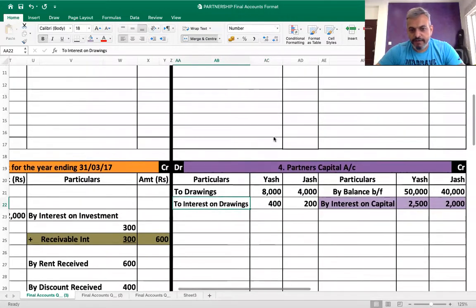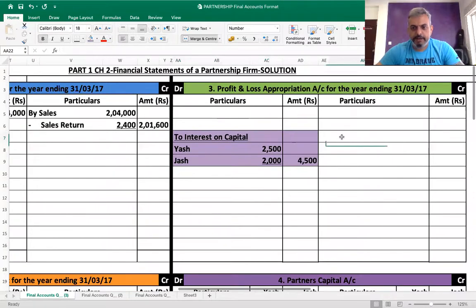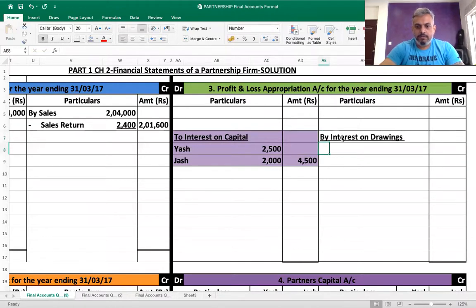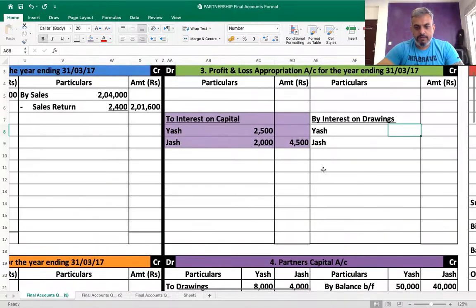Now partners capital account debit, P&L appropriation account credit by interest on drawings. Yash and Josh. 400, 200, 600.